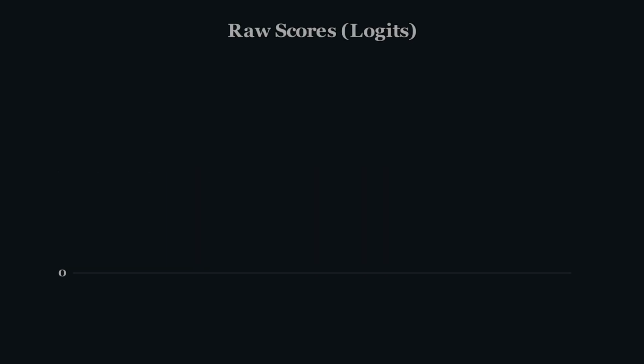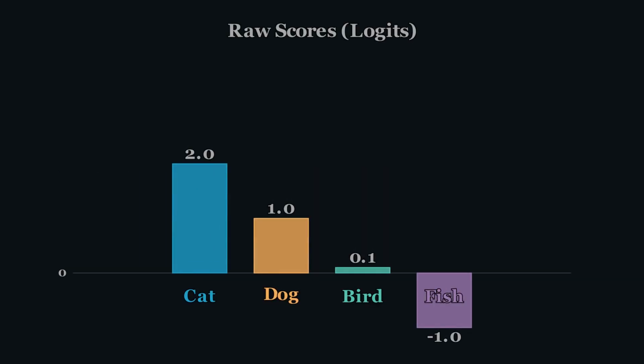Distinguishing cat from dog is a start. But what if there are 4 options: cat, dog, bird, or fish? A neural network's final layer outputs raw scores called logits. Here they are: 2.0, 1.0, 0.1, and -1.0. The problem is clear. Some scores are negative and they don't add up to 1. These aren't probabilities.